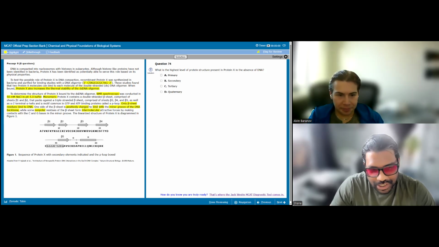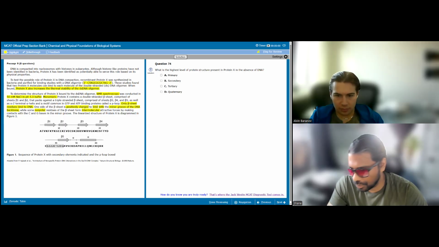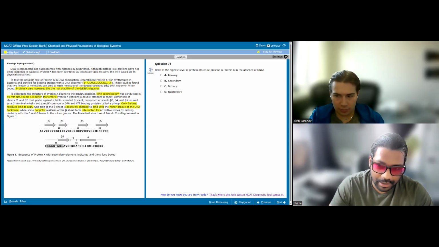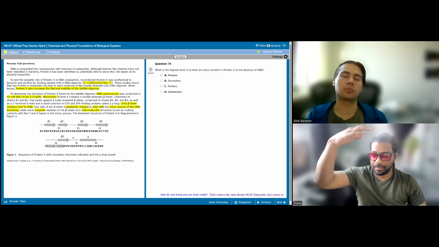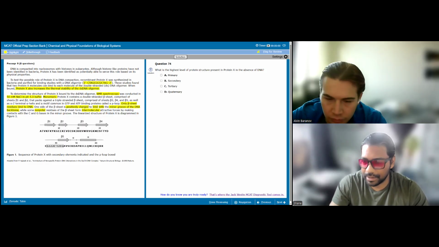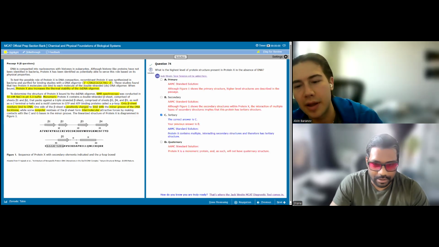A beta pleated sheet is secondary, right? But if you have more than one beta pleated sheet, you have more than one thing that's secondary, which means that it must be a higher level than secondary. Okay.